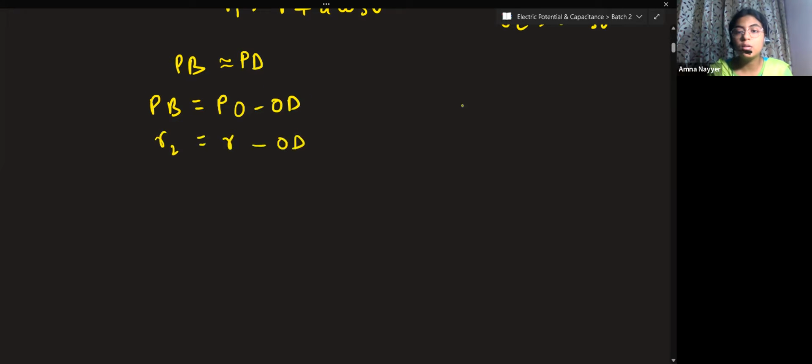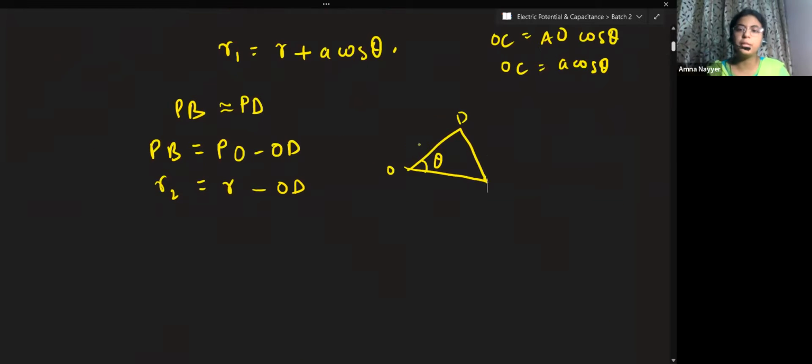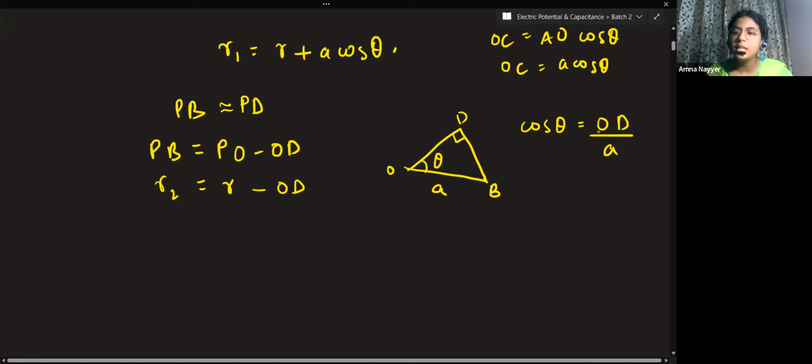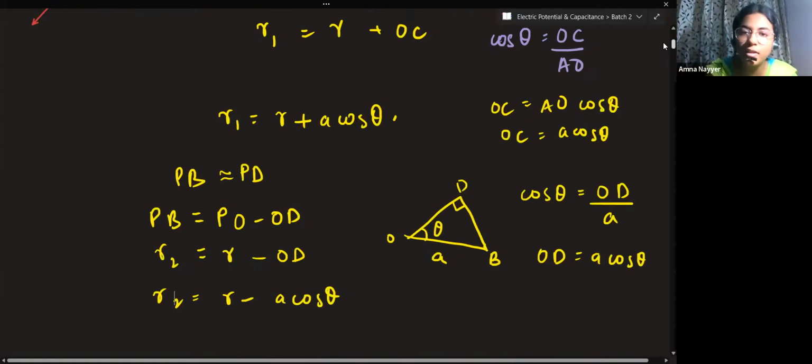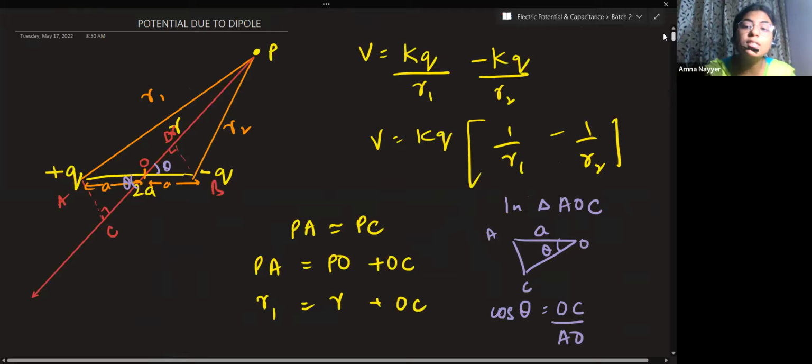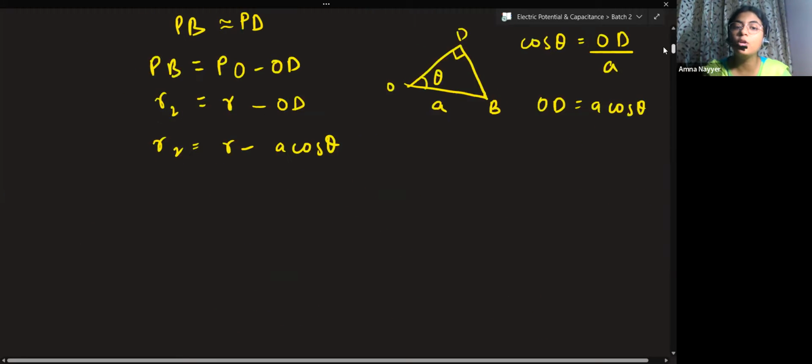OD is what? Again, OD is unknown. So let me draw the triangle here. This is the triangle, this is the theta that I'm considering, this is point D, this was the center O, and this was point B. So OB is A, and we have to find out OD. Again, if we consider cos theta, we'll be left with OD divided by small a. So OD will be A cos theta. So R2 is R minus A cos theta. So I have the values of R1 and R2. R1 is R plus A cos theta, and R2 is R minus A cos theta. So in this formula, KQ times 1 by R1 minus 1 by R2, I can now put the values of R1 and R2.